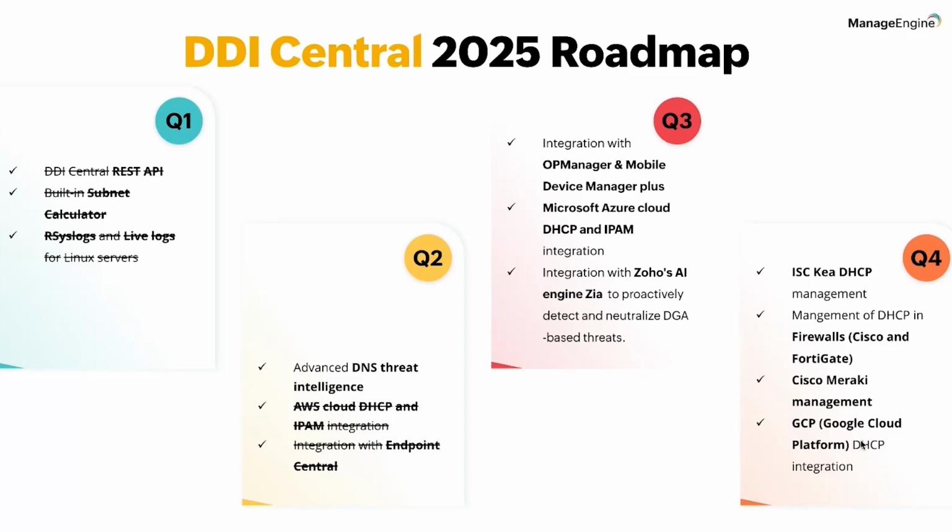And then for the DHCP services managed in switches and firewalls, yes, we manage them as well, and we are actively working on it. So that's the roadmap for 2025. It's quite an eventful year. Please watch out for our space. Stay tuned for the updates that we provide. So that's about DDI Central.